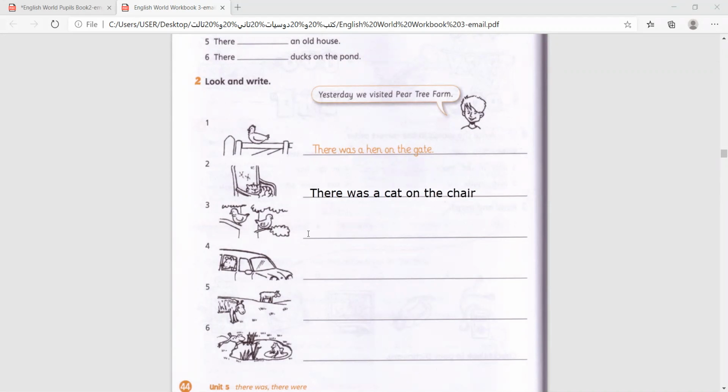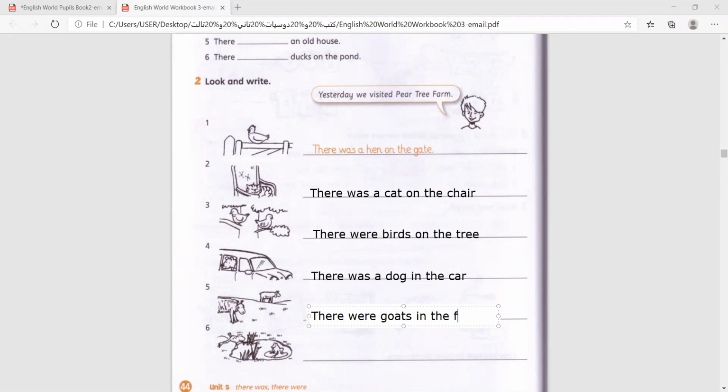Birds on the tree. There were birds on the tree. This is a dog in the car. There was a dog in the car, and that's it. Number five, there were goats in the field.